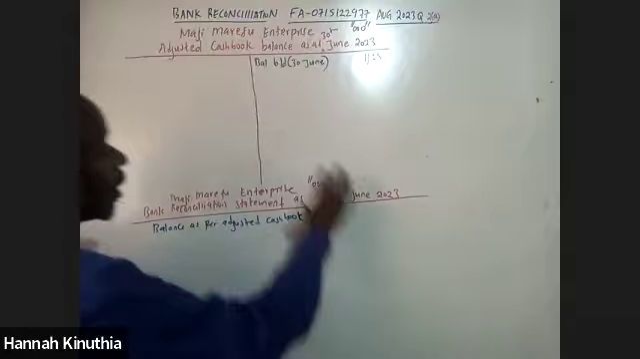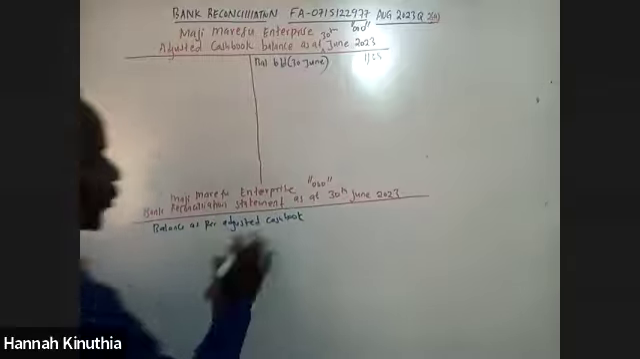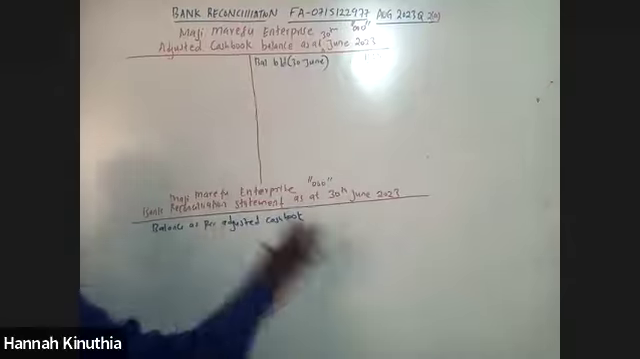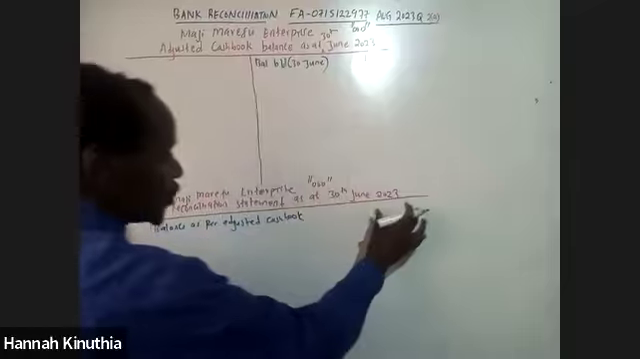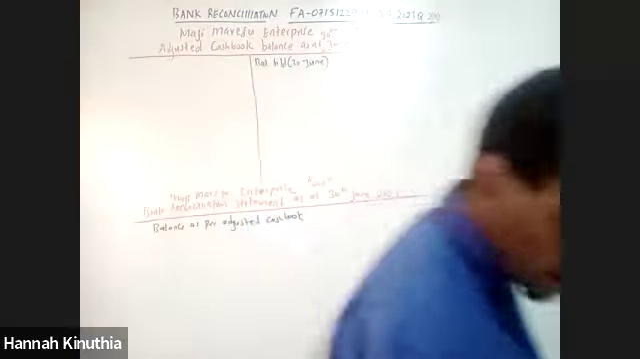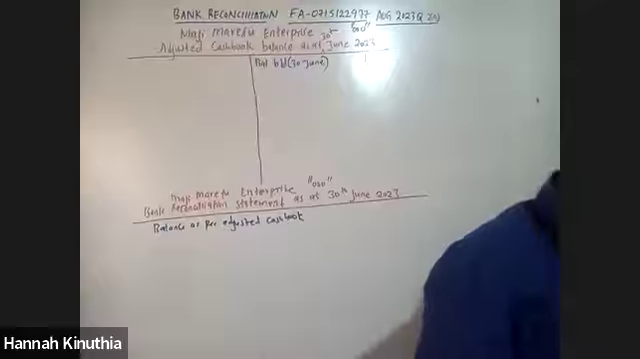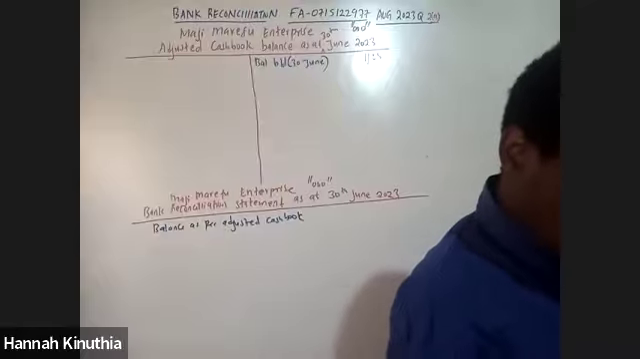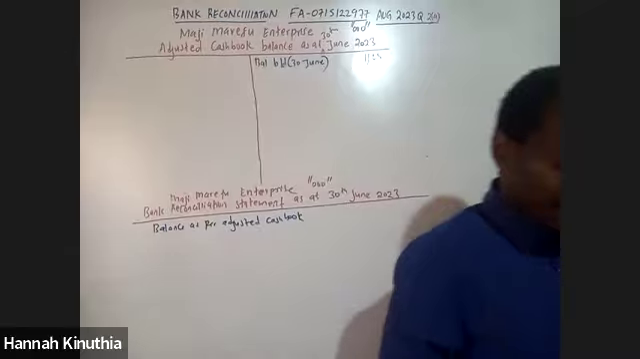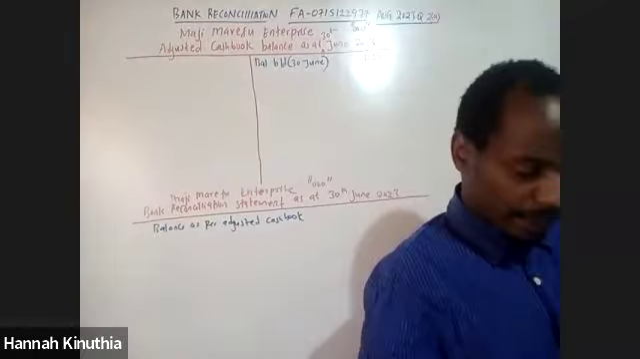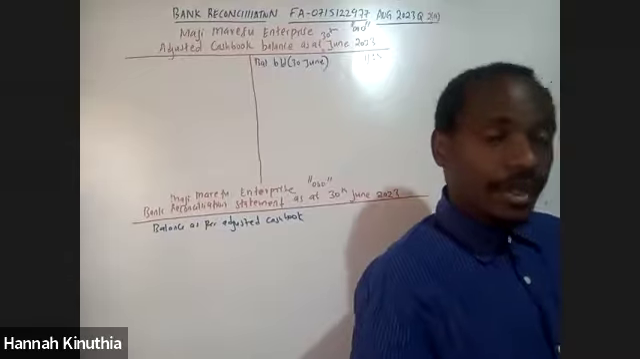So for now, hatuna mpaka tupate the balance at the end. So for now, we don't have the balance at the end. So inabaki hivyo, tukipata tutaiweka. Once we correct the cash book, we shall put the balance here. But for now, we cannot put the balance there. Tuko sawa? Now, let's start with information number 1. A check received of 160 has been returned and paid. No adjustment has been made in the cash book.